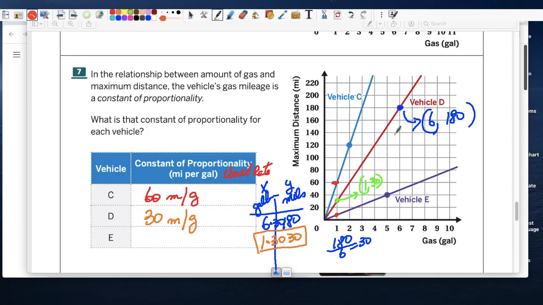All right, so notice that as long as I have 1 point on the line, I can use that to find the unit rate. All right, so C we already had, which was 60, and then we've got to look for vehicle E. Well, vehicle E, let's look for a point. They give to us this point right here. 5 gallons, you can go 40 miles.